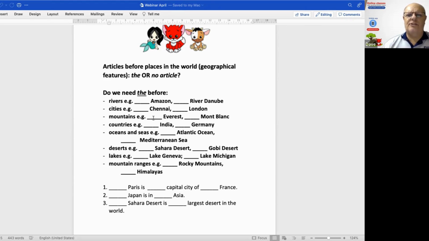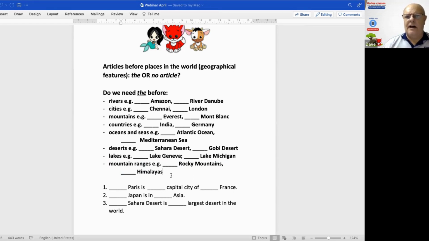Okay, we do not put an article before individual mountains, particular mountains. So simply Everest or Mont Blanc or Kilimanjaro. Now let's move down to the bottom one, just because it's also on mountains. This time we're looking at ranges of mountains, like the Rockies, Himalayas, Alps, Andes. And this time we would put an article. We need the Rocky Mountains, the Himalayas. So mountains and mountain ranges are treated differently.